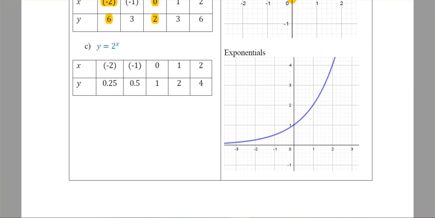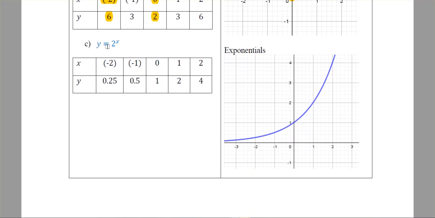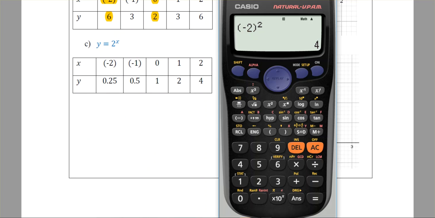So the next one that I've got is y equals 2 to the power of x. So this means 2 to the power of -2. So this time it's not squared, it's 2 to the power of. So we use this button. -2. It's good practice to put negatives in brackets. So we get 1/4, which is 0.25. If we scroll back and change it to -1, you can see that we get 1/2, which is 0.5.